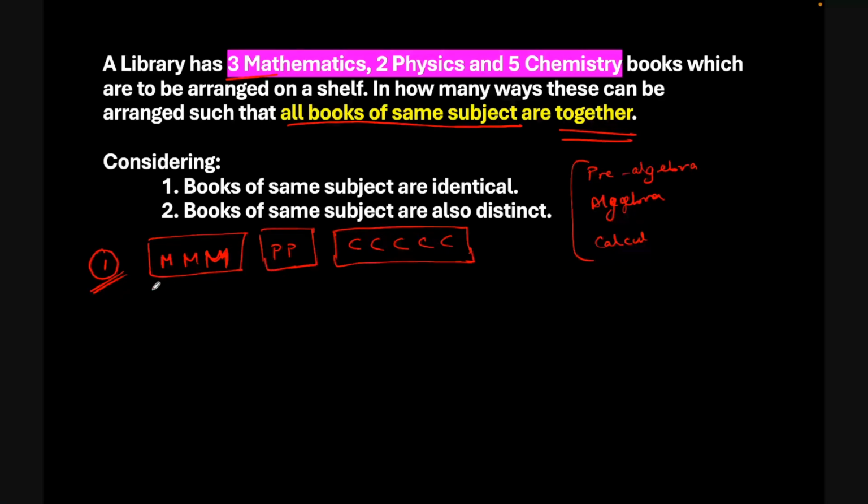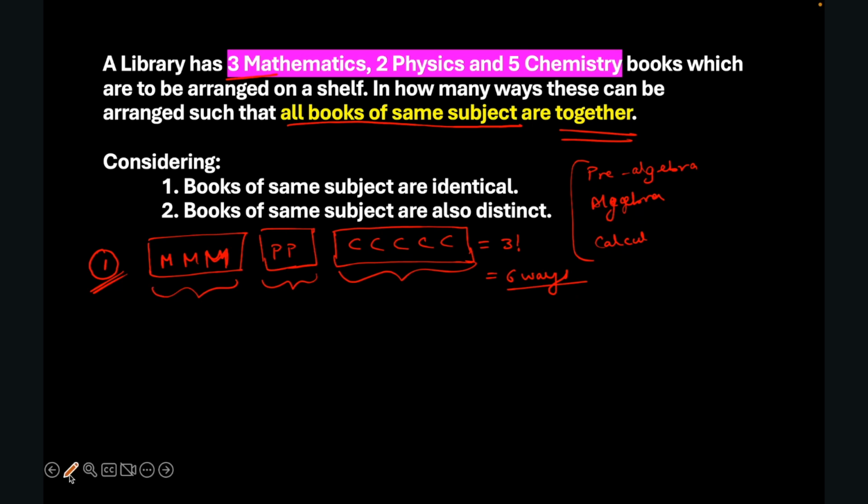So the mathematics itself is 1 unit, the physics is 1 unit, and the chemistry itself is another unit. Total, we actually have 3 units. So the total ways are just 3 factorial ways, or we can call it 6 ways. 6 ways they can be arranged. That's it. That's literally it.